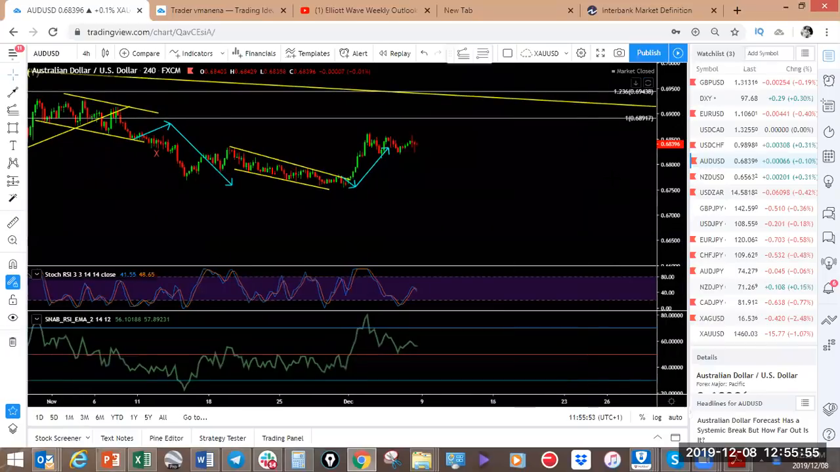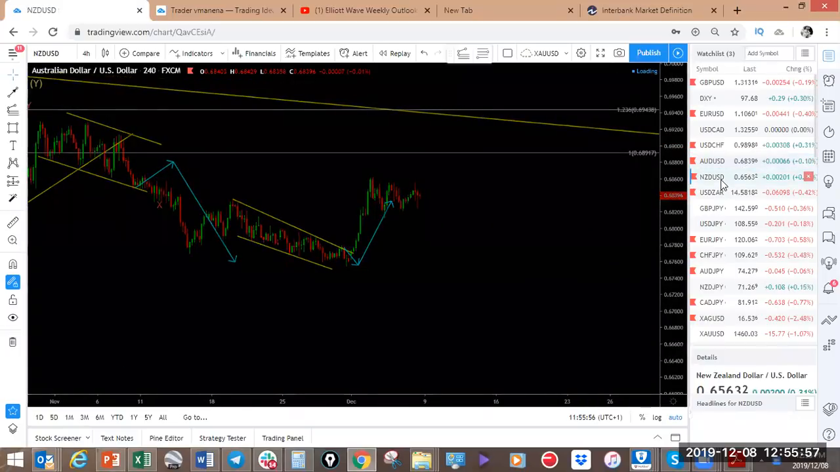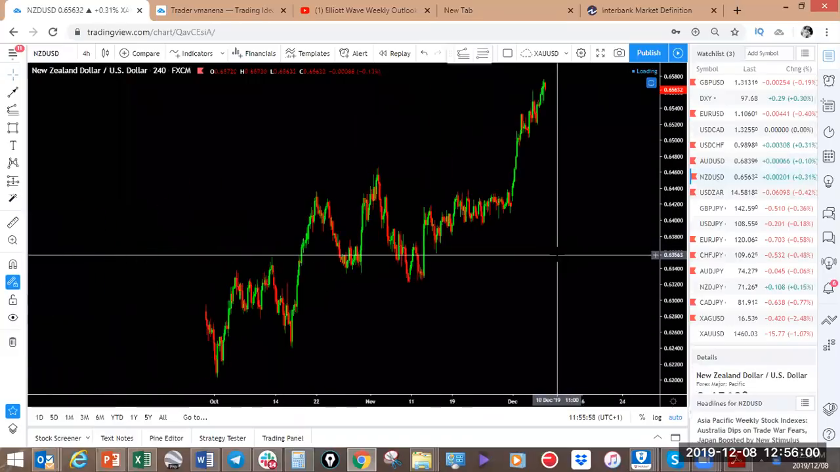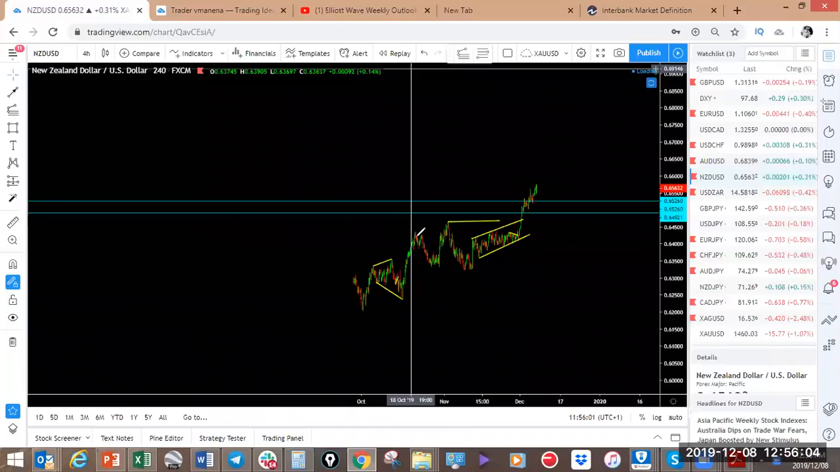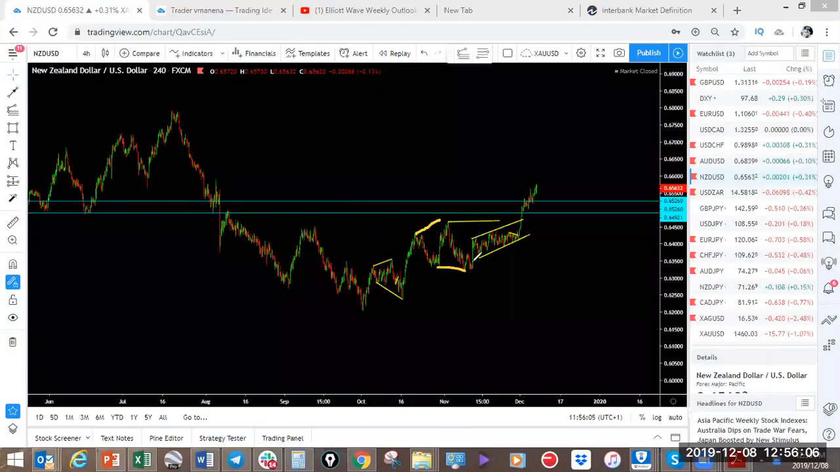Okay. Let's look at New Zealand now. New Zealand is also clear. New Zealand has made this move here, this corrective structure here, and continued to the upside. Okay, so that is the move. So on New Zealand, we also need to expect a pullback here. We need to expect a pullback if there's going to be any continuation to the upside. So for now, look for this to drop.